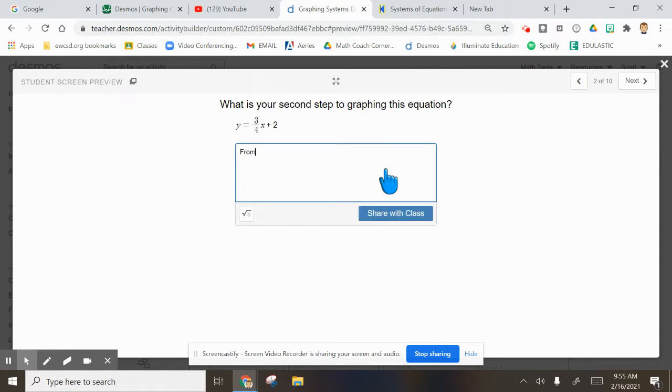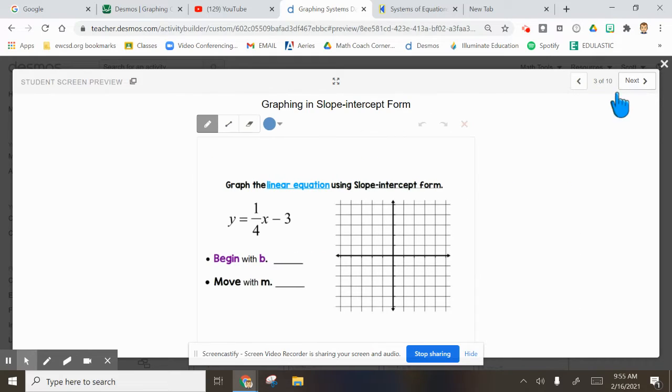I would write from the y-intercept, I would go up 3 or rise 3 and run 4 units to the right. Remember, we always run to the right. Okay. And those are perfect answers to begin this homework. Now, let's go ahead and graph a couple of these.